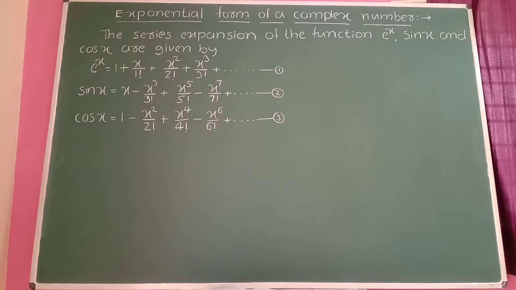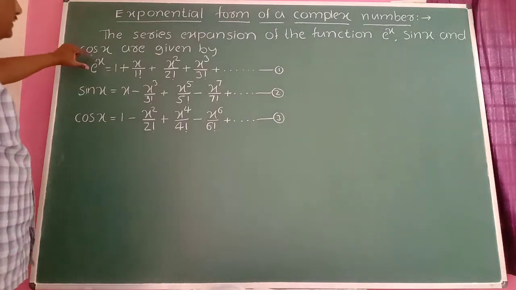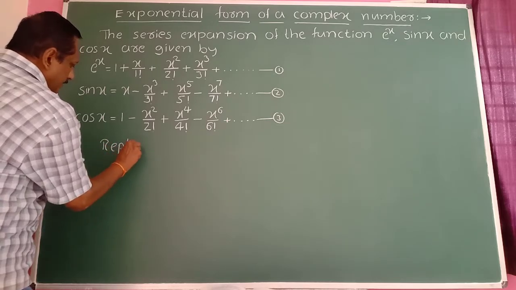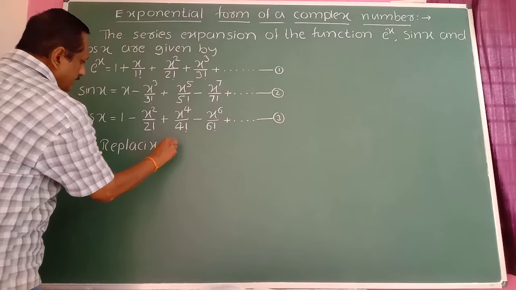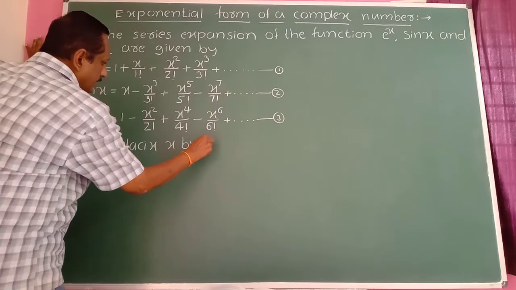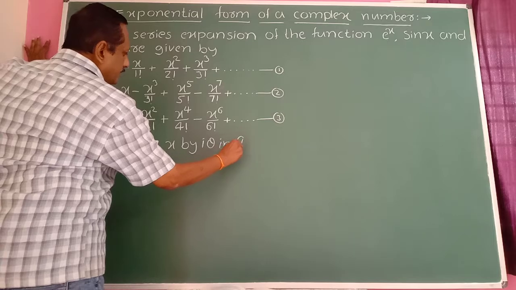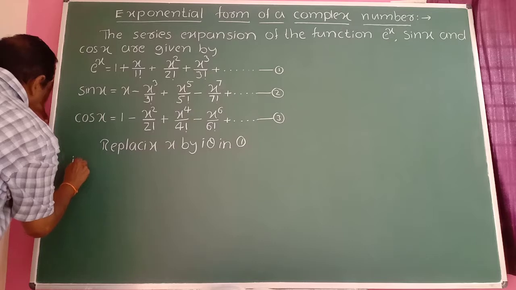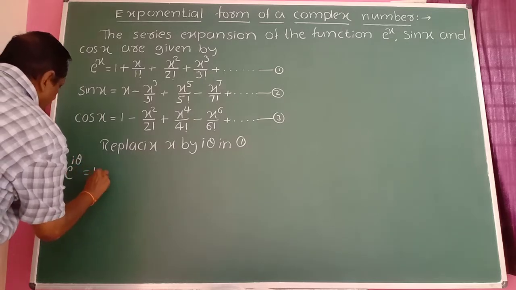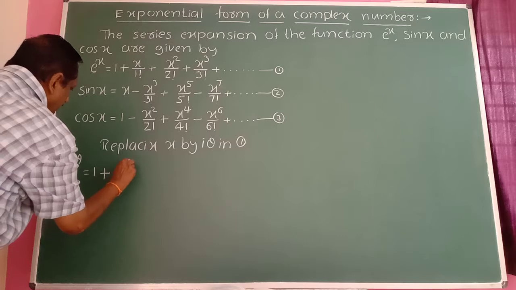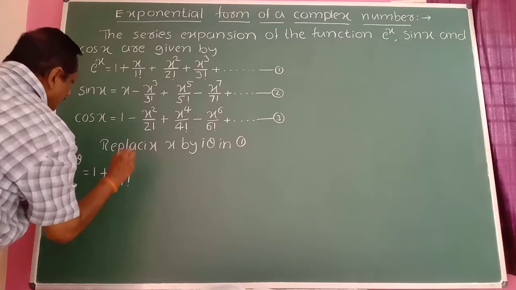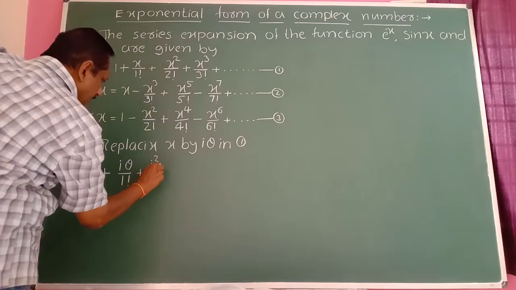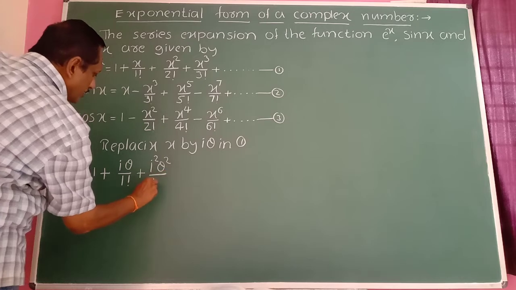You just replace x by i theta in equation 1. Replacing x by i theta, just replace here: e raised to i theta is equal to 1 plus i theta divided by 1 factorial plus i square theta square divided by 2 factorial.